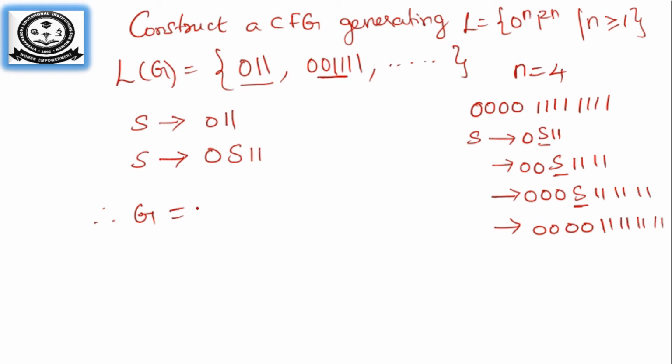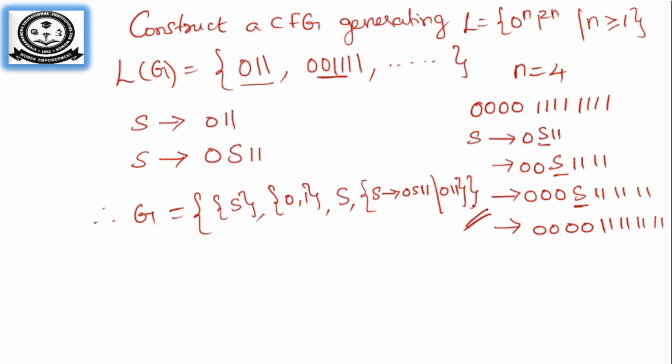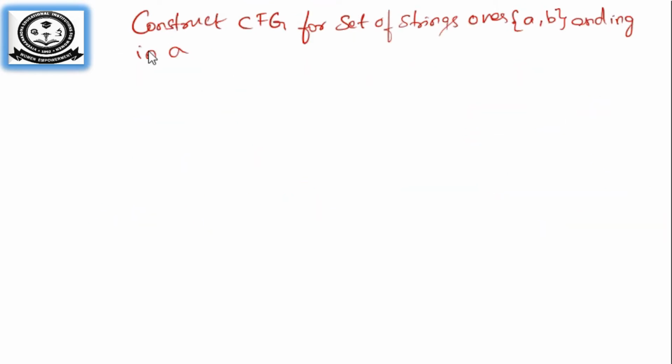So the grammar G is going to have only one non-terminal variable, and you have 0 and 1 as terminal symbols. Your starting symbol is S, and your production rule is S → 0S11 or 011. So that's the given grammar for generating the language 0^n 1^(2n).